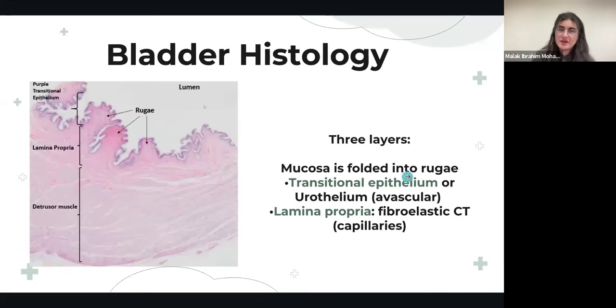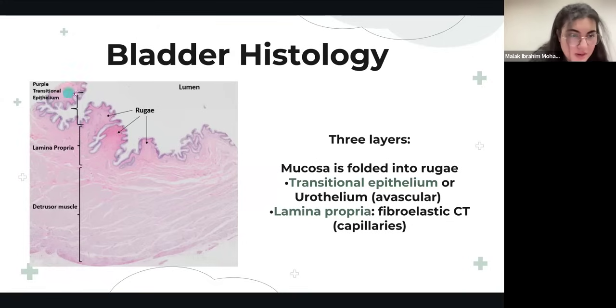Okay, now we're going to be talking about the bladder histology. So the bladder has 3 layers. It has the mucosa, and this mucosa is made up of 2 parts. It's made up of your transitional epithelium, or the urothelium, that we would also find in the ureters. And you also have the lamina propria, which is the fibroelastic connective tissue. And this is where you would find the capillaries, whereas the transitional epithelium, or the urothelium, is actually avascular.